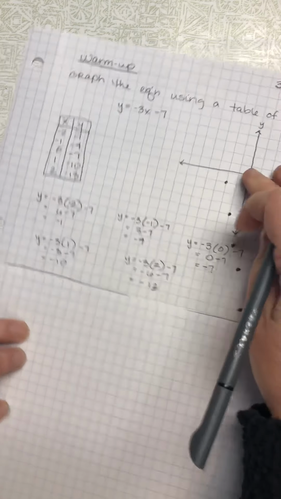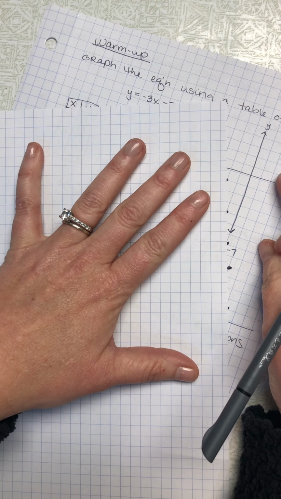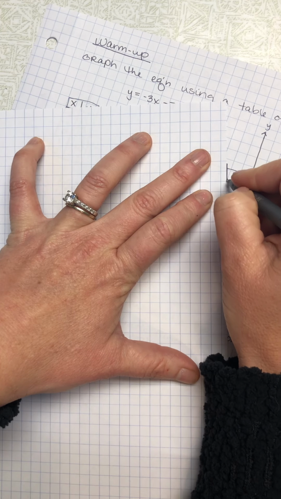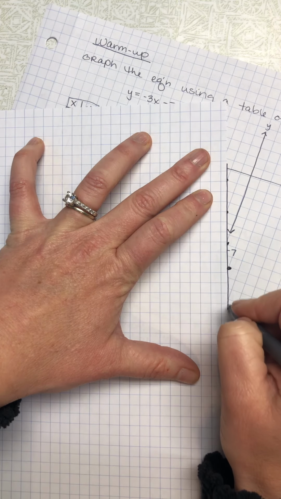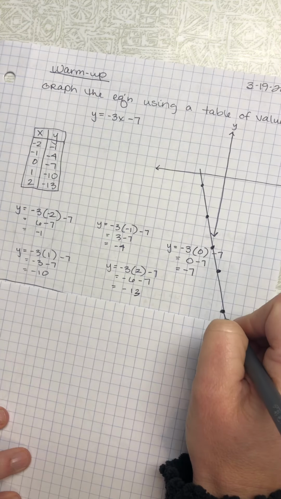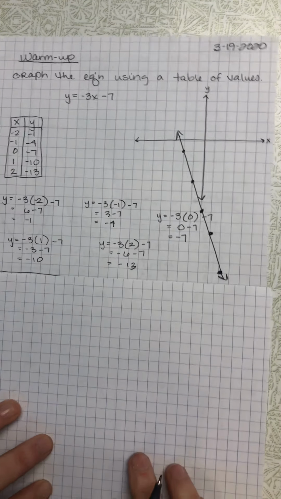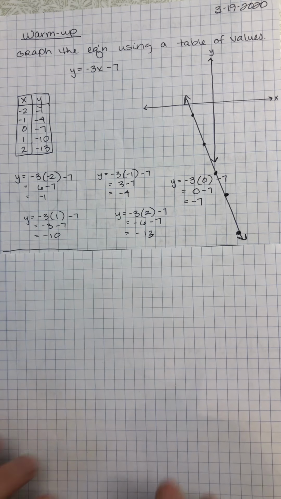About here. Okay, so if we were to connect the line, it would look something like this, which is an old lesson, just reviewing it. Today, we're going to be moving on to quadratics.